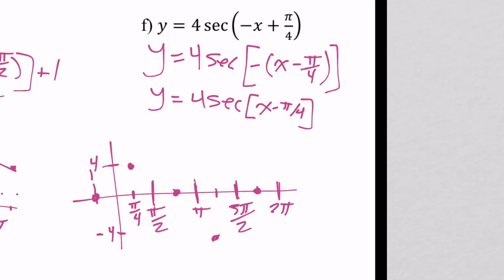Now, anywhere I have one of those x-intercepts, that is actually going to be an asymptote. So I get those, and then I can floop off, floop off, floop off, and floop off. And I'm going to call that my graph.